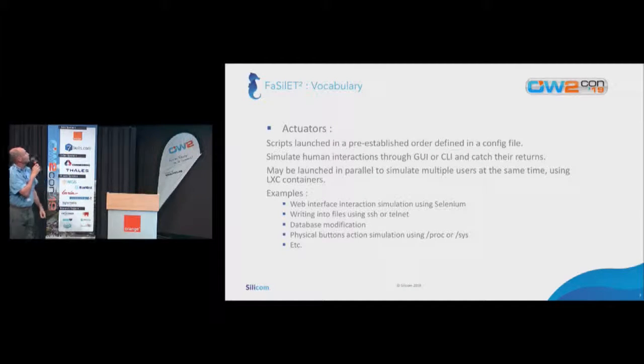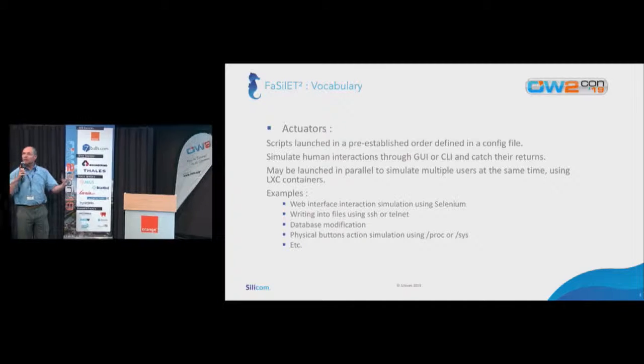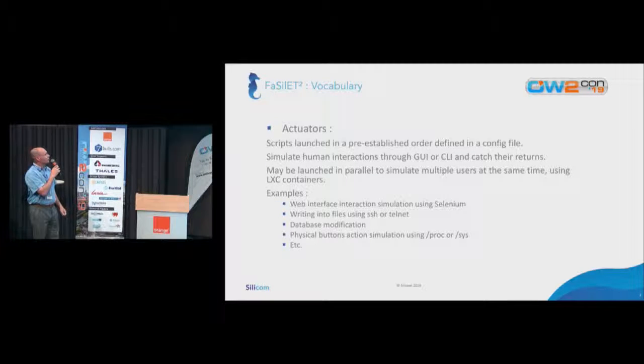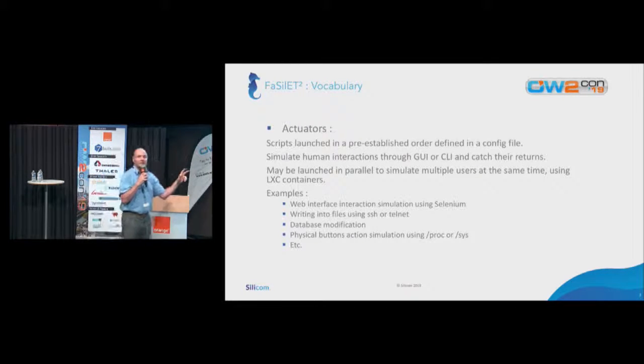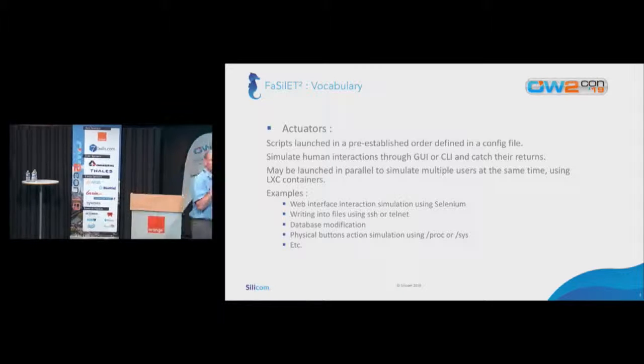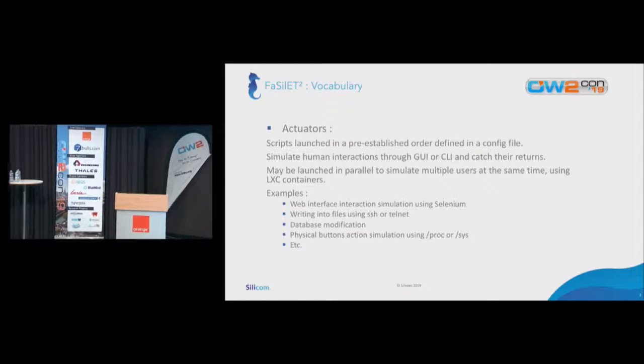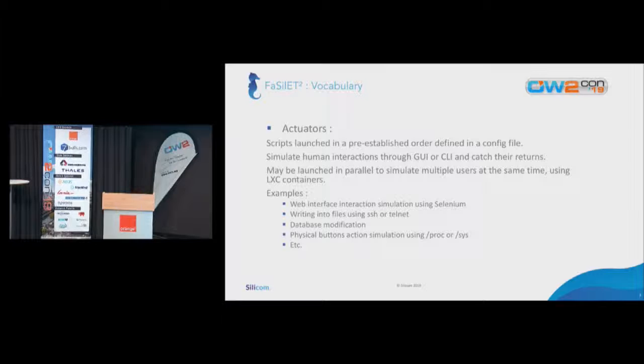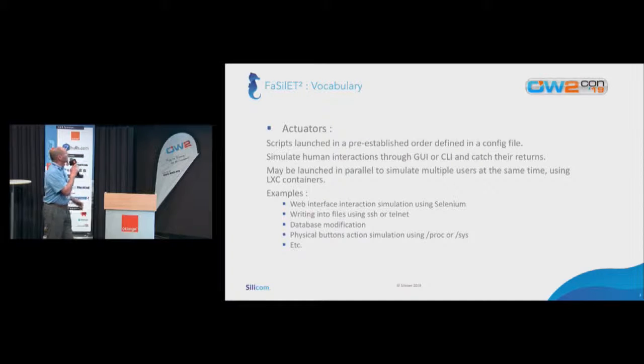Just a quick vocabulary first to know what we're talking about. We have 3 kinds of scripts. FaSilET is script-based. It's written in Perl language, and it's script-based for now. We plan to develop a graphical user interface later to help creating script. But for now, we have first script is called Actuators.